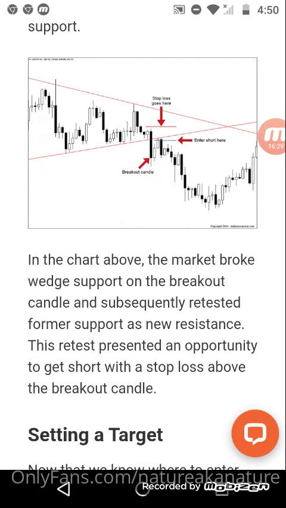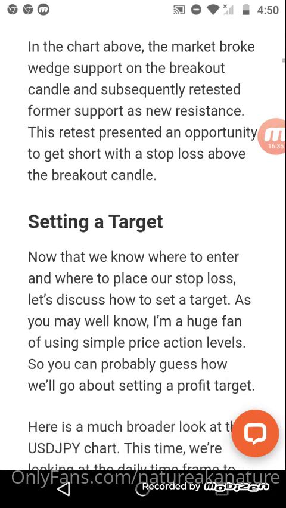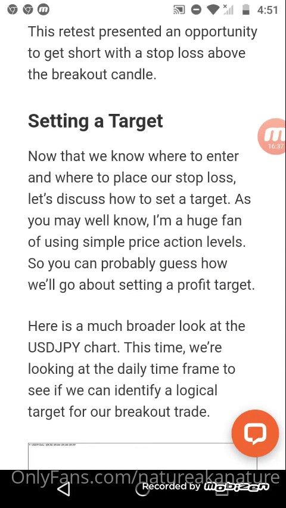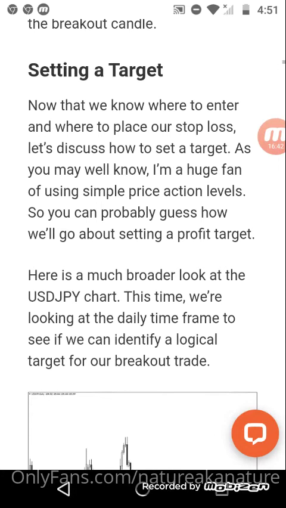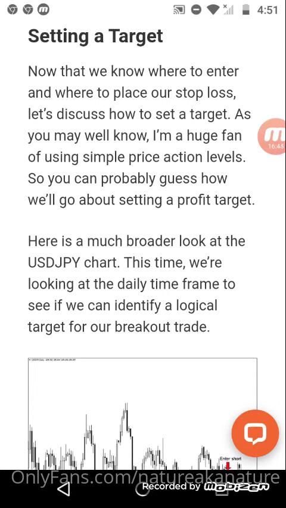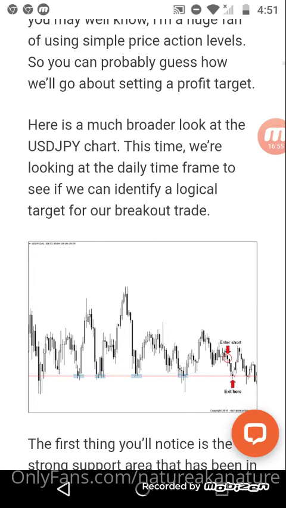So now that we know where to enter and where to place our stop loss in the trade, let's discuss how to set up a target. As you may well know, I'm a huge fan of using simple price action levels. So you can probably guess how we're going to go about setting this profit target. Here is a much broader look at the USD JPY chart. This time we're looking at the daily time frame to see where we can identify a local target for our breakout trades.